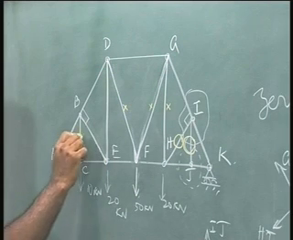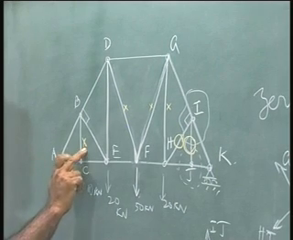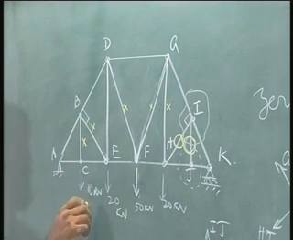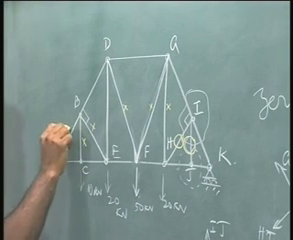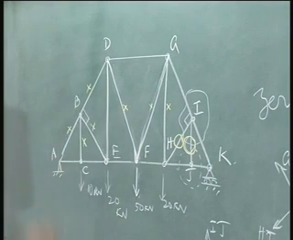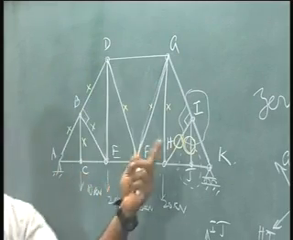This is not a 0 force because there is a 10 kilonewton acting. If this is not a 0, this is not a 0 force. Okay. And naturally, if this is not a 0, this is not a 0, this is not a 0 force member, and so on. So, I can easily find out what are the 0 force members.